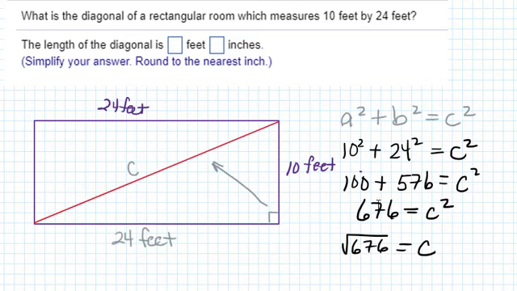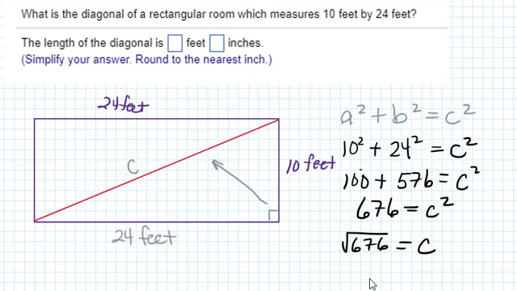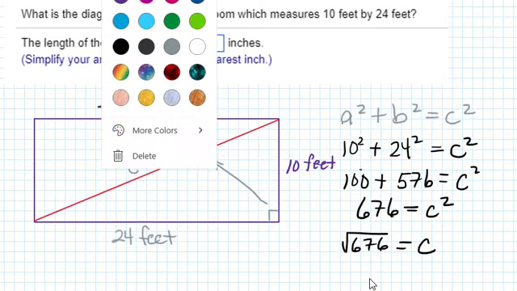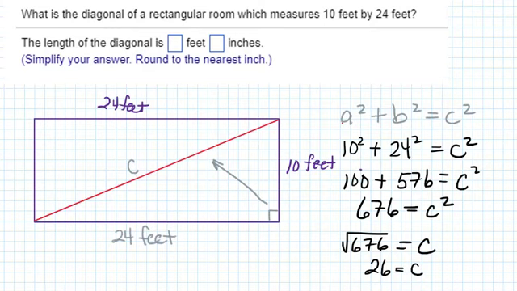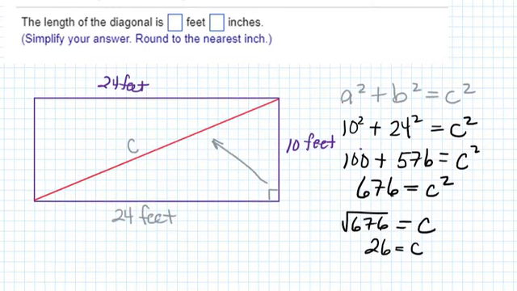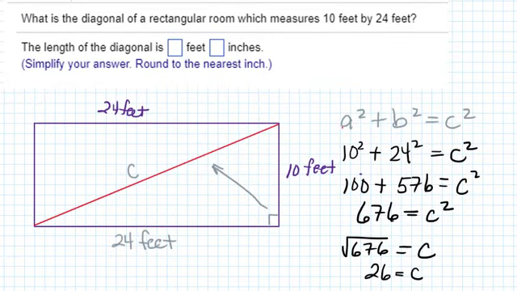You can use your calculator. And we get that C is actually equal to 26. And remember, the units we were using were feet. So this is going to be 26 feet. And they asked us in feet and inches. Now, we were lucky on this problem because the 676 just happened to be a perfect square. So we didn't get any decimal part. We just got 26 feet. So we can say 26 feet and 0 inches.